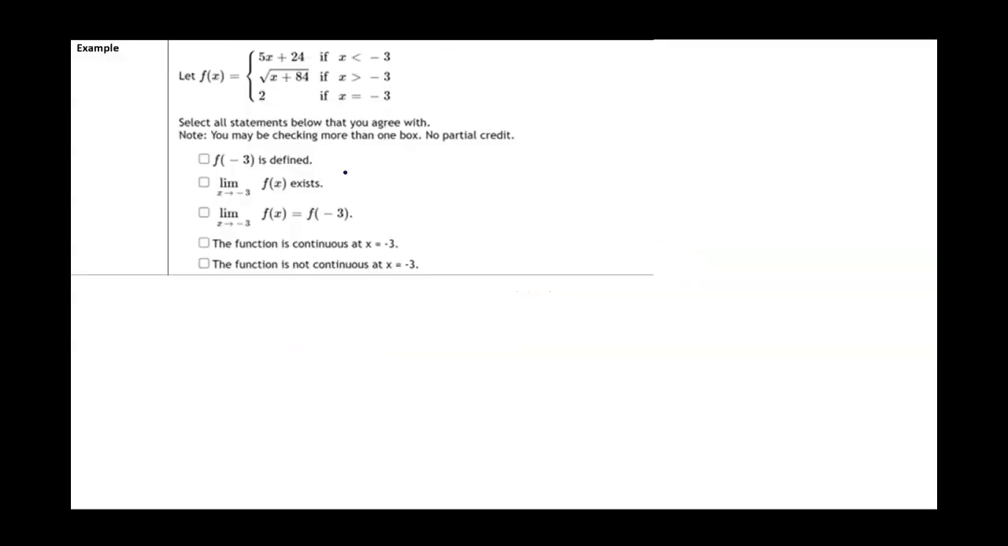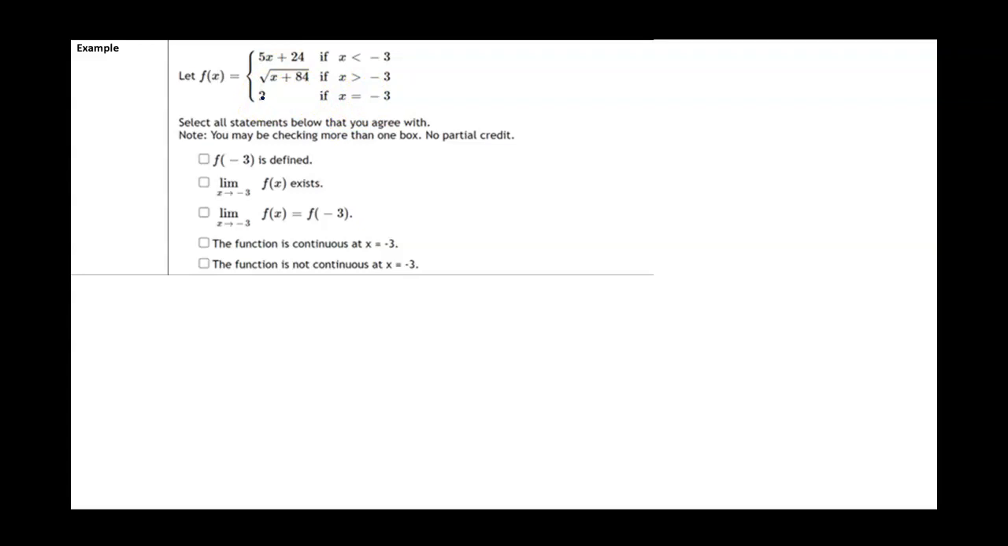Okay, next one, it says, select all the statements with which you agree. First one, we have f of negative 3 is defined. So first off, we have a piecewise function. And if x is less than negative 3, we use the first formula. If x is greater than negative 3, we use the second formula. If x equals exactly negative 3, we use the third formula.